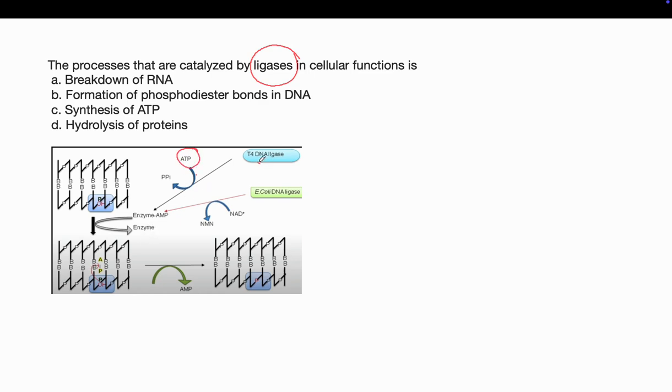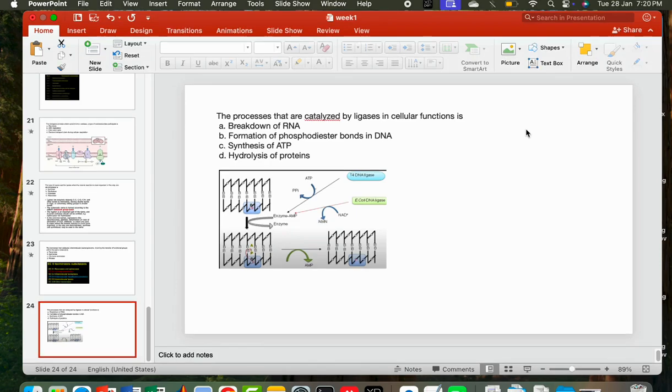Here we have T4 DNA ligase and E. coli DNA ligase. They carry out phosphodiester bond formation. There is a bond between phosphate and the OH group, and this bond is known as the phosphodiester bond. It helps in joining two adjacent DNA molecules. So after formation of the phosphodiester bond, these molecules are joined together. So this was the final question.